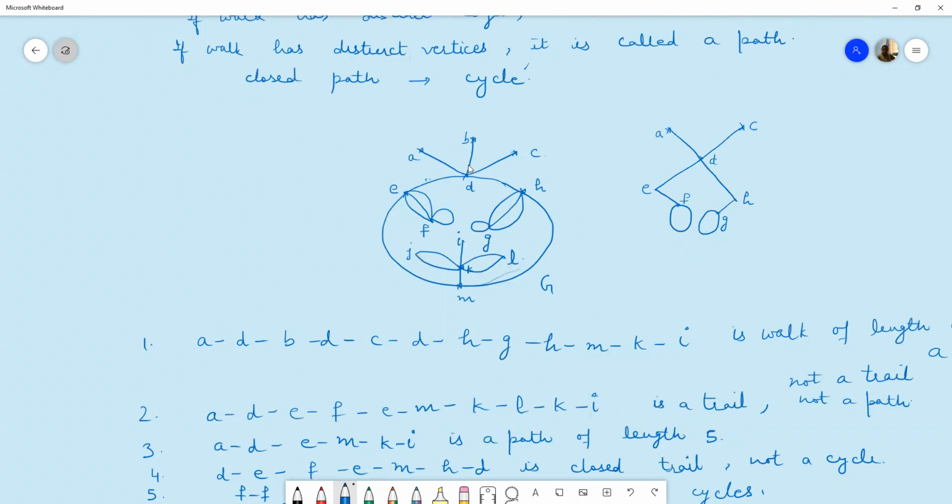For the induced subgraph, we have taken the vertices A, C, D, E, F, G, H, but we have not taken all the edges joining these. We have here 3 edges from E to F, but we have taken only one here, so it is not induced. And it is not spanning because it does not contain all the vertices. This is not a spanning subgraph.